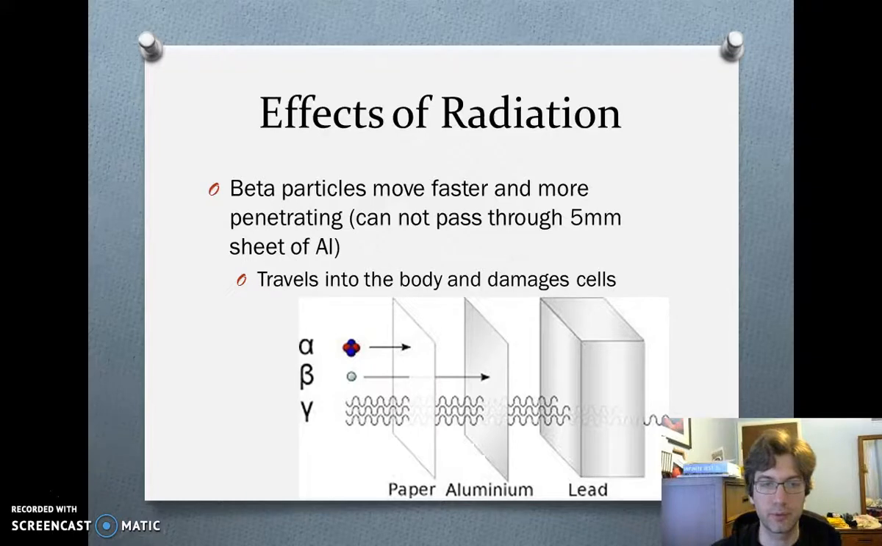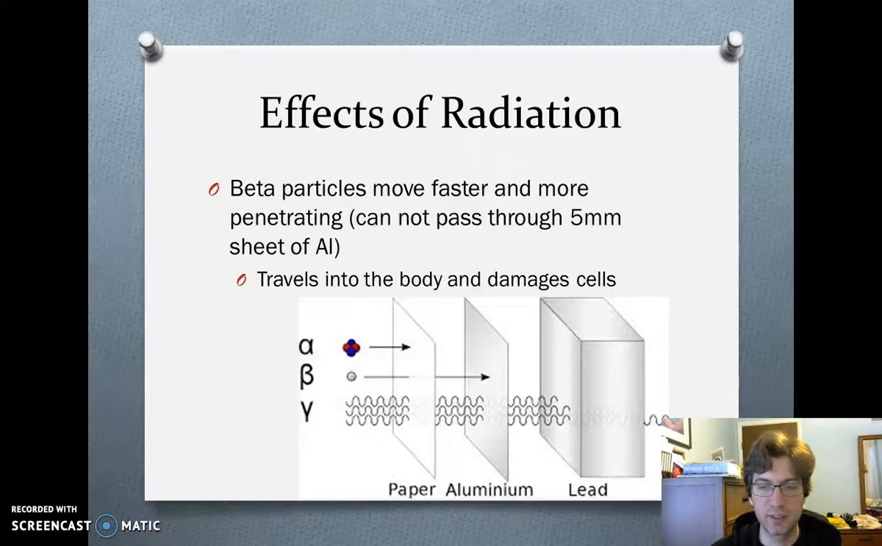Next is our beta particle, which again is going to be a lot smaller than our helium nucleus alpha particle. Beta particles are going to move faster due to the fact that they have less mass, and therefore the energy that is expelled off isn't going to be used to keep propelling that mass. So our beta particle will be able to fit through your paper, but in most cases a sheet of aluminum will be able to stop it, this aluminum being about 5 millimeters thick.